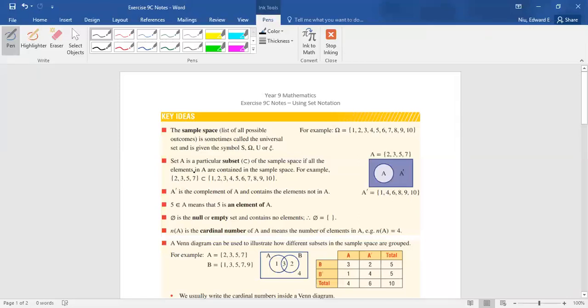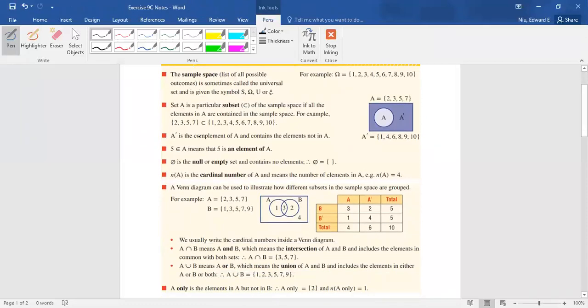Set A is a particular subset. Whenever we see subset, we use this little rounded side curve, and all it means is the way it points is pointing to the subset. For example, if our entire sample space is 1 to 10, 2, 3, 5, and 7, we can say is a subset of this sample space. Okay, so we just point the little side curve to the subset.